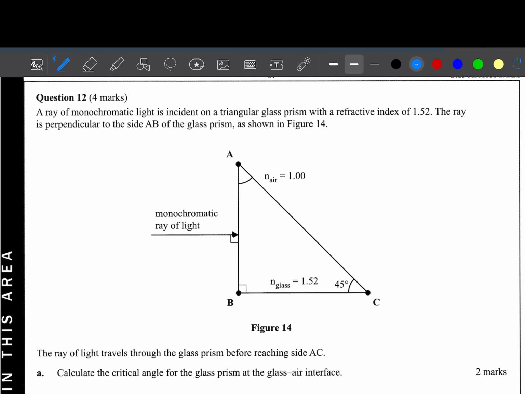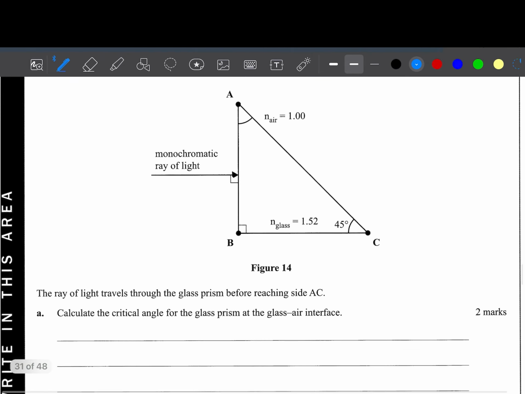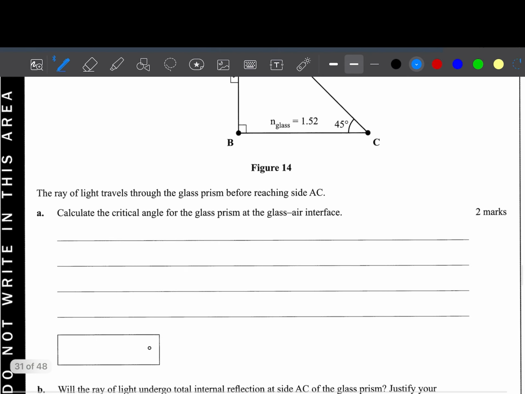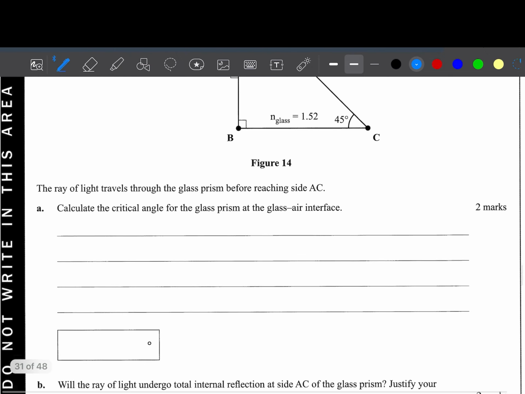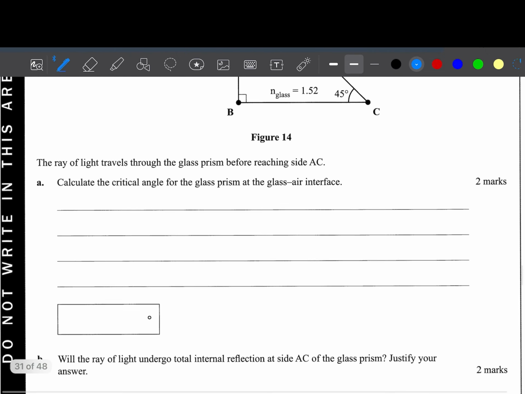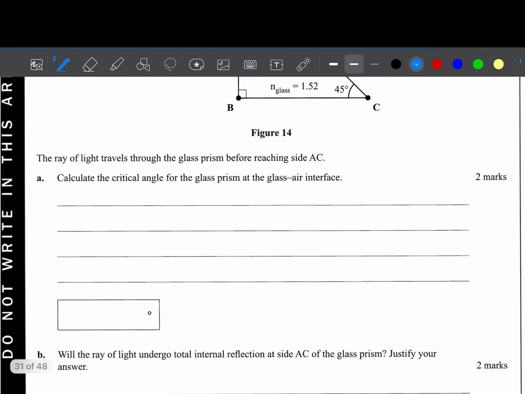Okay, so a ray of monochromatic light is incident on a triangular glass prism with a refractive index of 1.52. The ray is perpendicular to the side AB of the glass prism, as shown in figure 14. The ray of light travels through the glass prism before reaching the side AC. Okay. Calculate the critical angle for the glass prism at the glass-air interface.